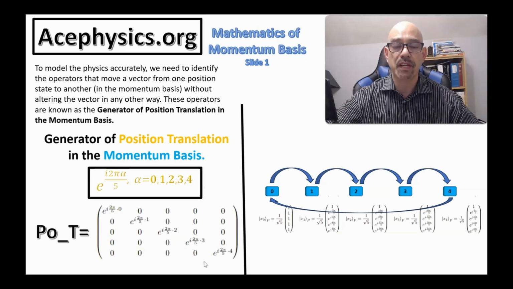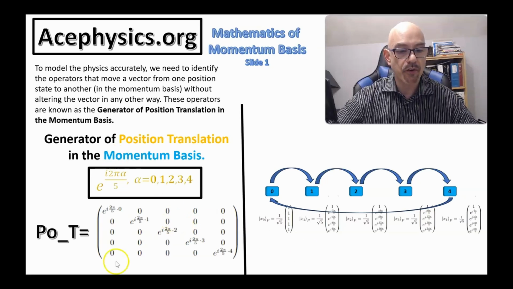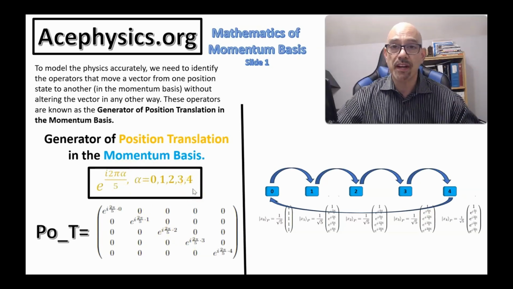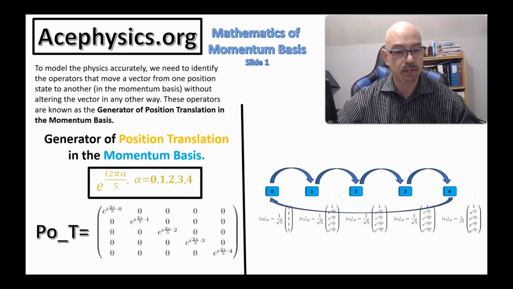You could have any number of positions. If there were 100 positions in the system, this would be a 100 by 100 matrix. The 5 in the exponent would be replaced with 100, and alpha would go from 0 to 99. If you had an infinite dimensional matrix, then it would be a wave function.